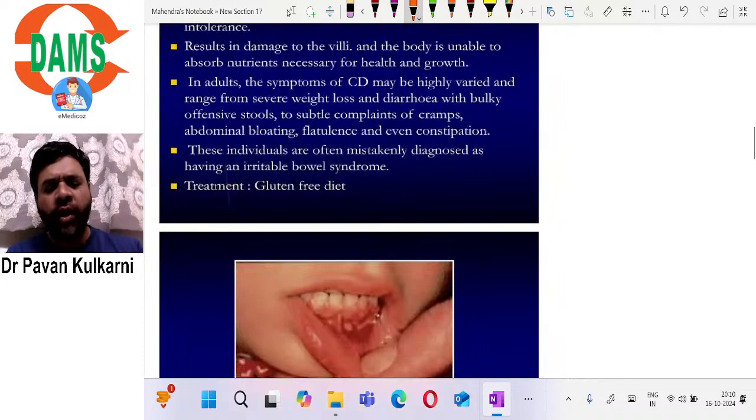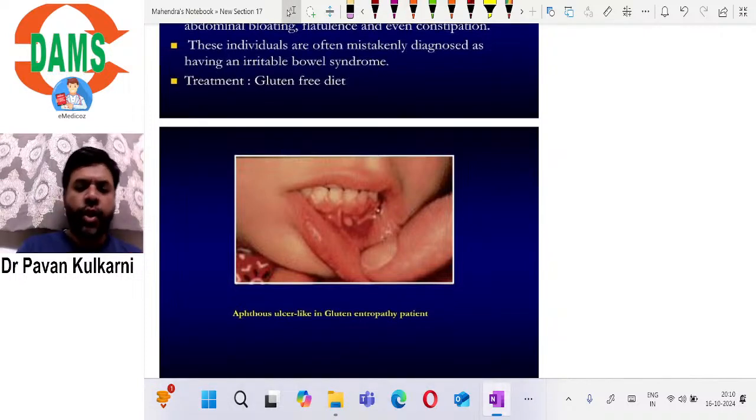But what is the important oral manifestation of celiac disease? You will see ulcers in the oral cavity which look like aphthous ulcers. So celiac disease, also known as gluten enteropathy, is characterized by ulcers in the oral cavity which typically mimic aphthous ulcers. So they are aphthous-like ulcers that you see in case of gluten enteropathy.